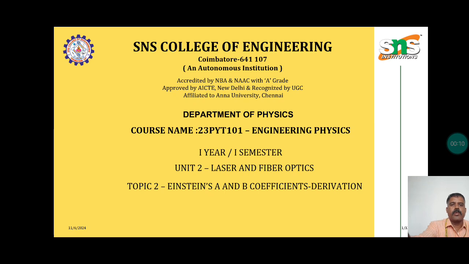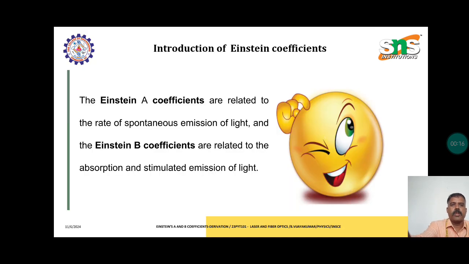The next topic of laser: Einstein A and B coefficient derivation. The introduction of Einstein coefficient. The Einstein A coefficient is related to the rate of spontaneous emission of light, and Einstein B coefficient is related to the absorption and stimulated emission of light.